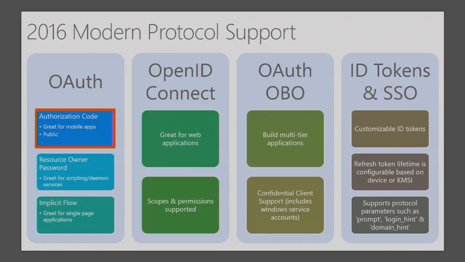So OAuth has the authorization code grant, great for mobile apps. We've got the resource owner for scripting and so on. Implicit flow, single page applications. OpenID Connect, like I said, is great for browsers. OAuth OBO, which stands for on behalf of. You could use a confidential client for that. And ID tokens, you could use your customizable tokens.